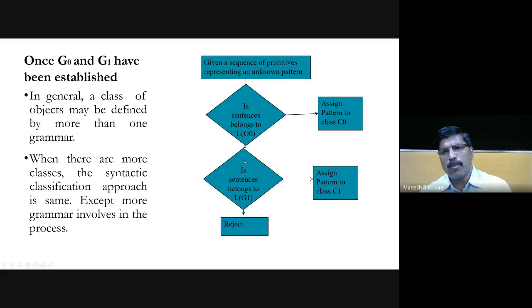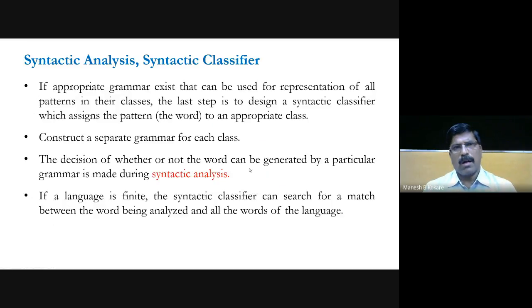If not, then we apply the set of grammars or production rules of G1 to the unknown pattern, and see whether the language generated by the application of the set of rules of class C1 is similar to this unknown pattern. If it is similar, then we assign that unknown pattern to class C1, and so on. If not, then that pattern will be rejected, meaning that pattern belongs neither to class C0 nor to class C1. That is how the syntactic classifier works. Okay, now we'll see the syntactic analysis and the syntactic classifier.